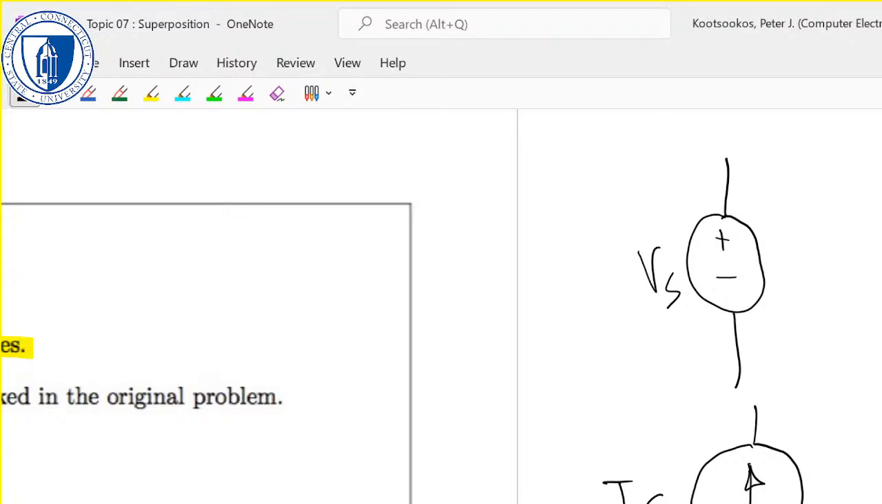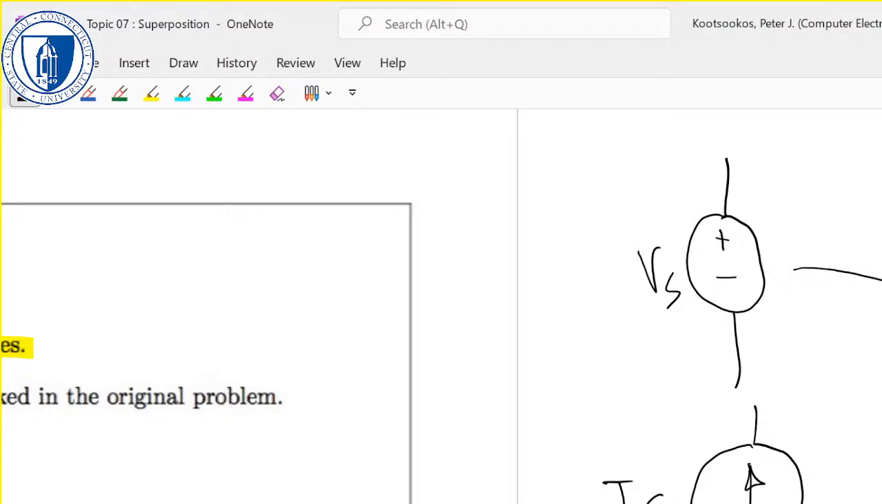So let me choose someone. Marcus, any idea about what replacing Vs with its ideal might look like? No? If you set Vs to 0. No? Let's try someone else. Brianna, any thoughts? Yeah, it's just a wire.